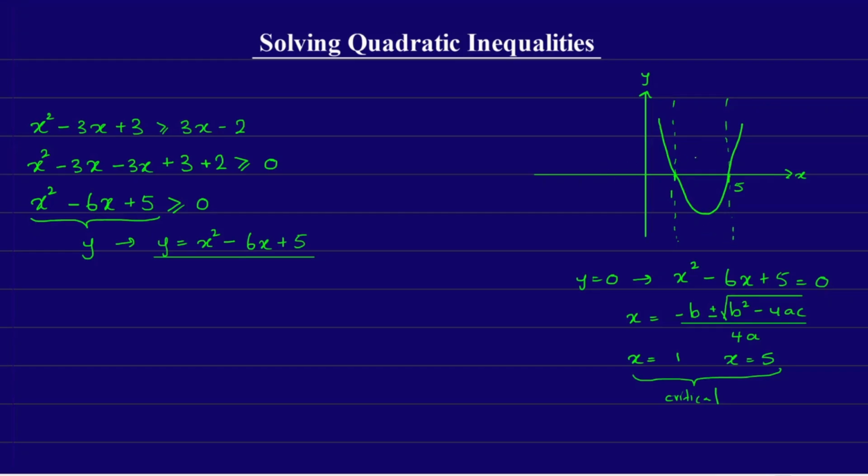So now you see that we have 3 regions on this graph. One which is less than 1, the other one between 1 and 5, and another region that comes after 5. So now our goal in this problem is to find the range of values of x for which y, this expression, is greater than or equal to 0. So greater than or equal to 0 means where the curve is above or on the x-axis. So the curve is above or on the x-axis in two regions here. Basically, this region and this region.